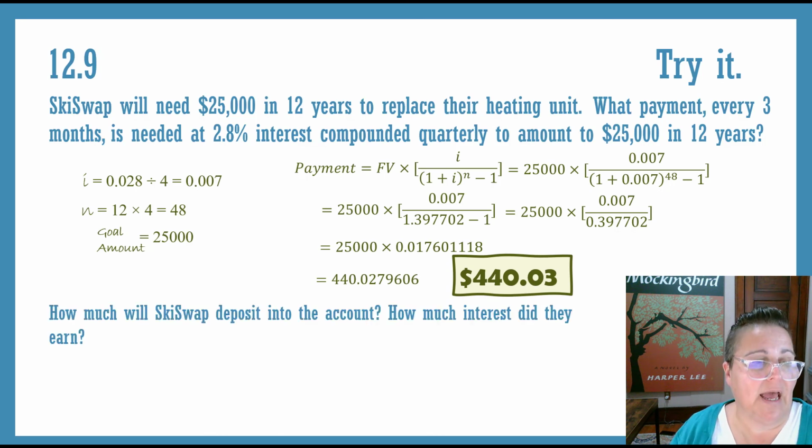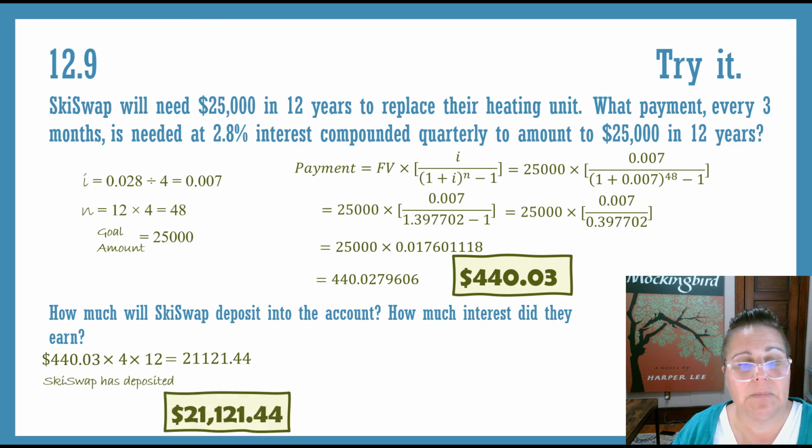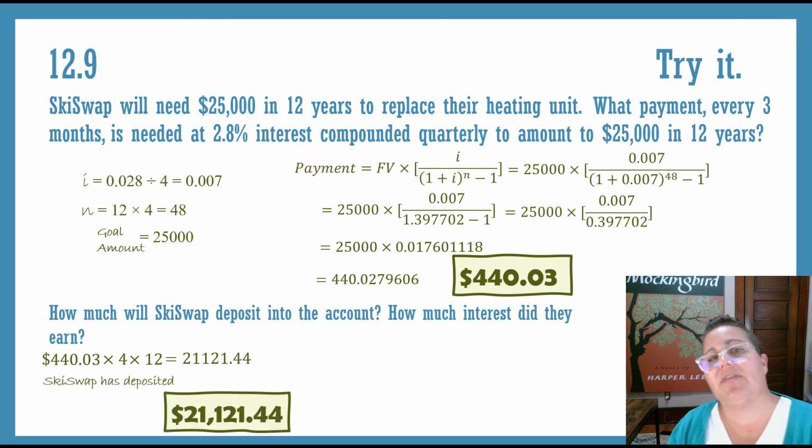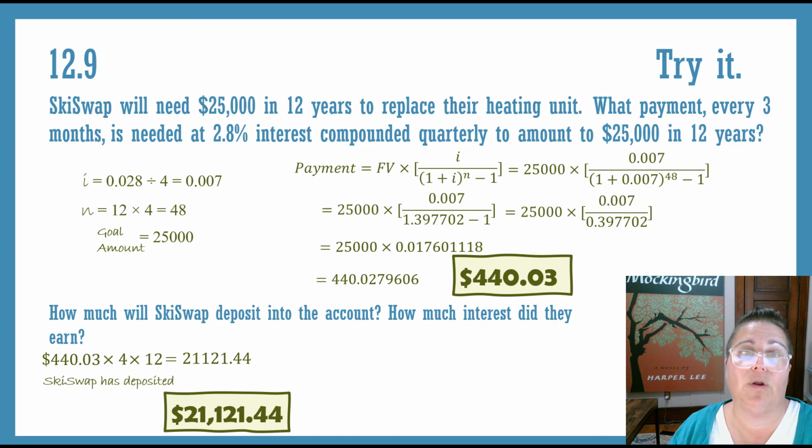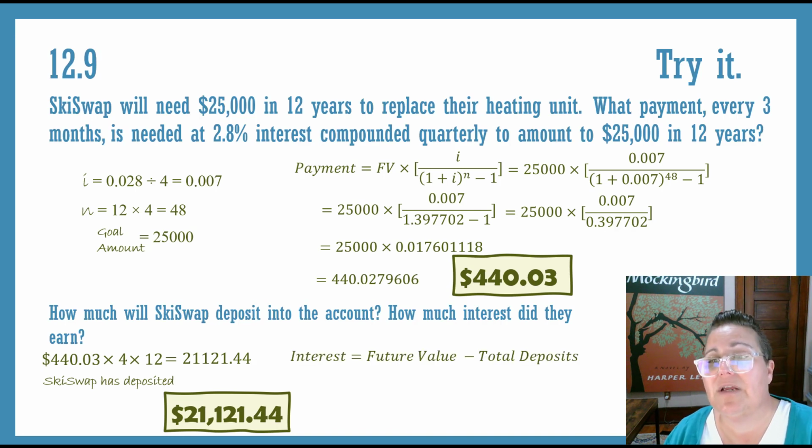So if they do that, how much will Ski Swap be depositing in total? So they're going to do $440.03 4 times a year for the next 12 years. That's going to give them $21,121.44. They're going to need 25,000, and 25,000 is what's going to be there. The difference between the $21,121.44 and the 25,000 is their interest.